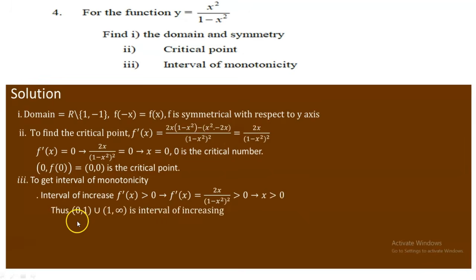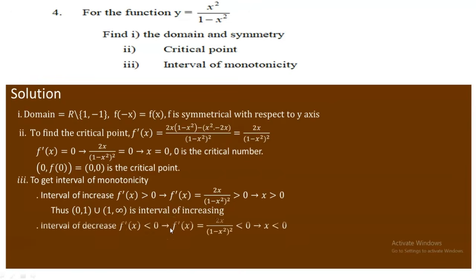So when we take the interval into account, you are going to consider every value greater than 0 within the domain, but 1 is excluded because 1 is not part of what, students? 1 is not part of its domain. So the interval is going to be from 0 to 1, union 1 to infinity. So within this interval, the graph is increasing, okay?